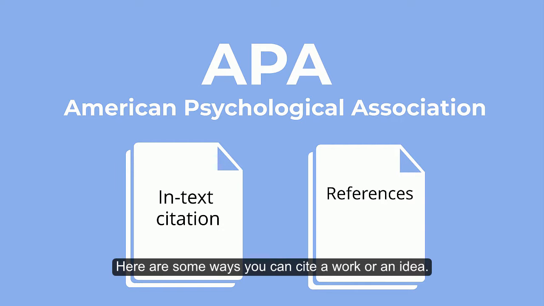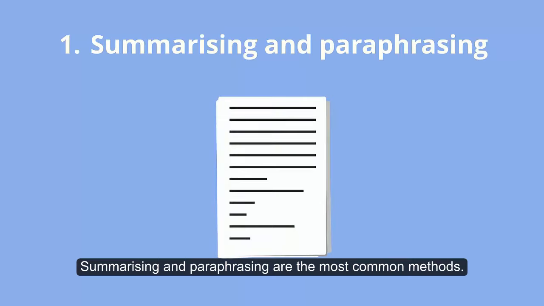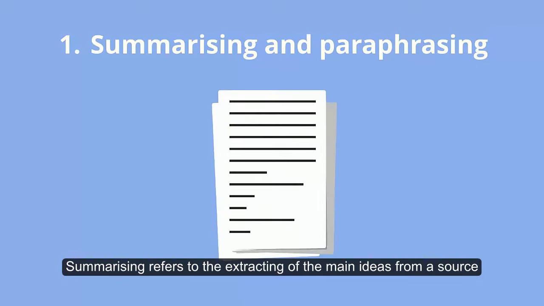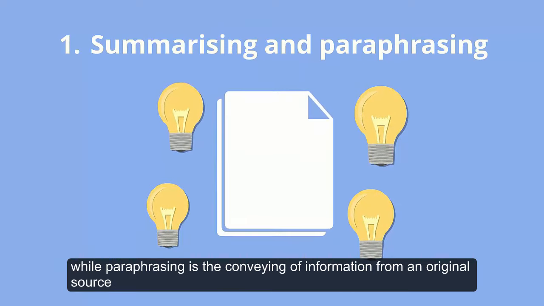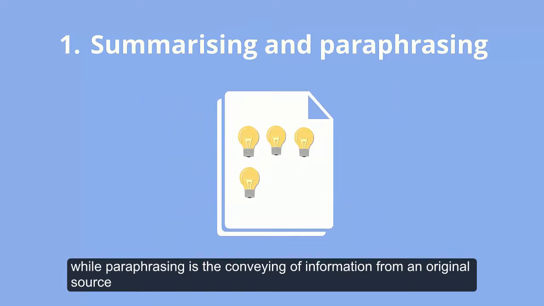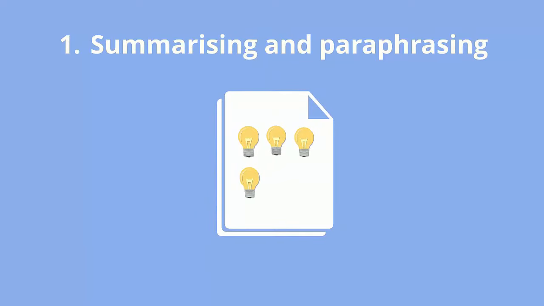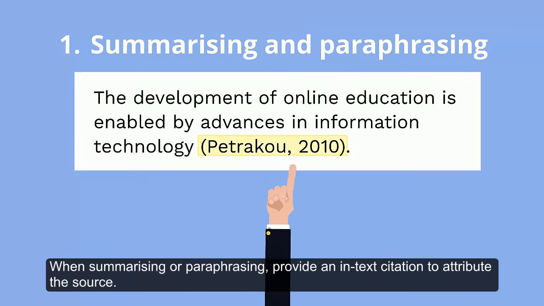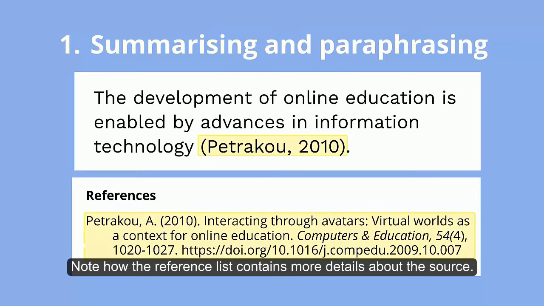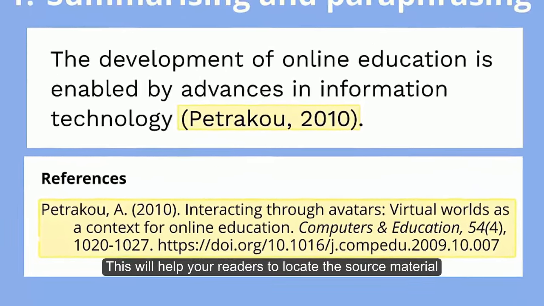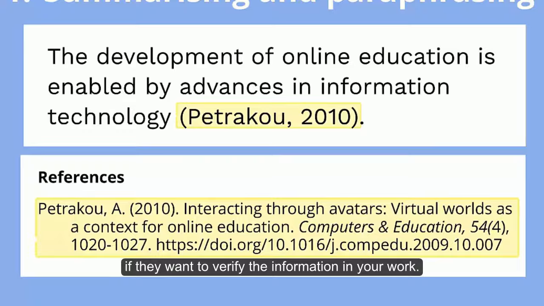Here are some ways you can cite a work or an idea. Summarizing and paraphrasing are the most common methods. Summarizing refers to the extracting of the main ideas from a source to create a concise statement, while paraphrasing is the conveying of information from an original source using your own words. When summarizing or paraphrasing, provide an in-text citation to attribute the source. Note how the reference list contains more details about the source. This will help your readers to locate the source material if they want to verify the information in your work.